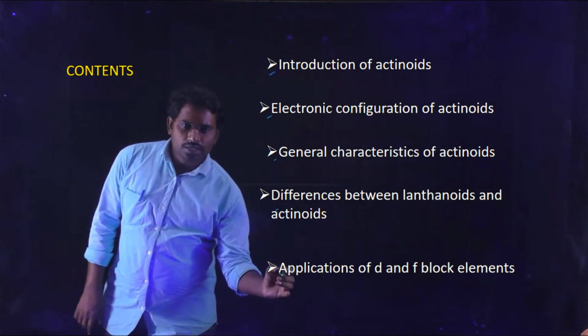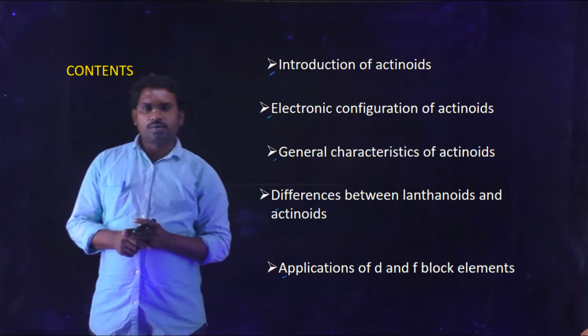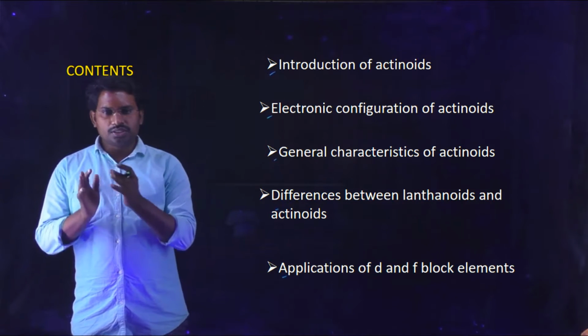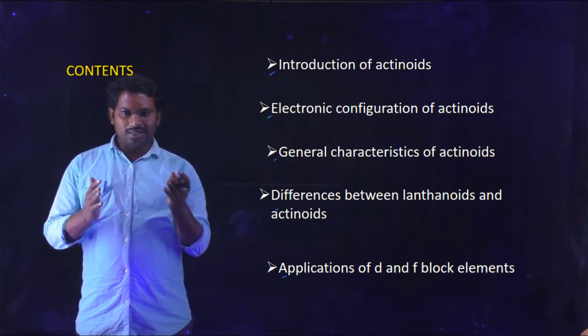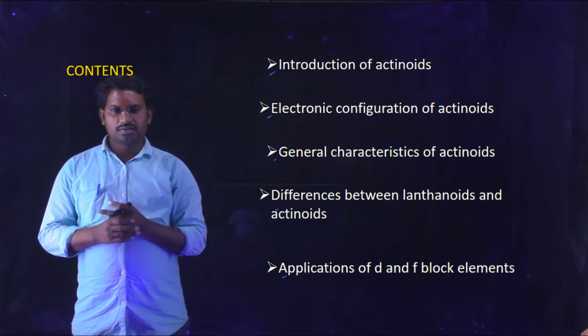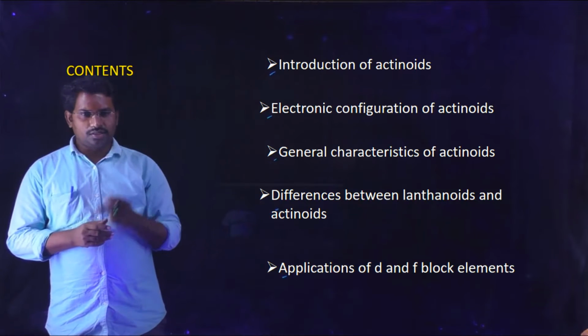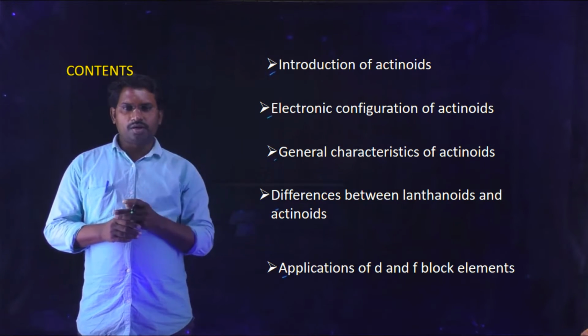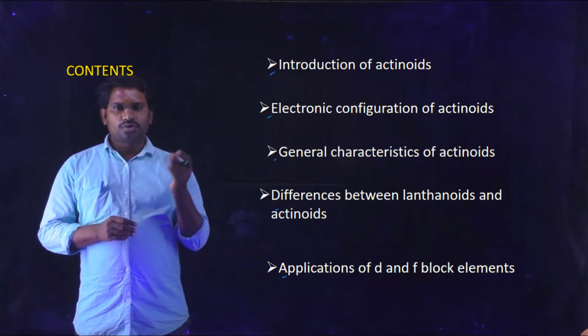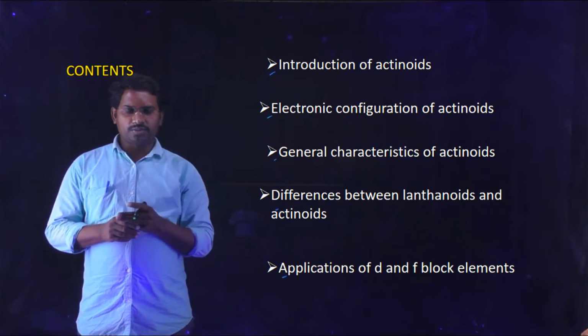And finally, applications of d and f-block elements. How these d-block elements and f-block elements are used in different industries and different categories. These are metals. d-block elements are metals and f-block elements are also metals. So how can these metals be used in different aspects?